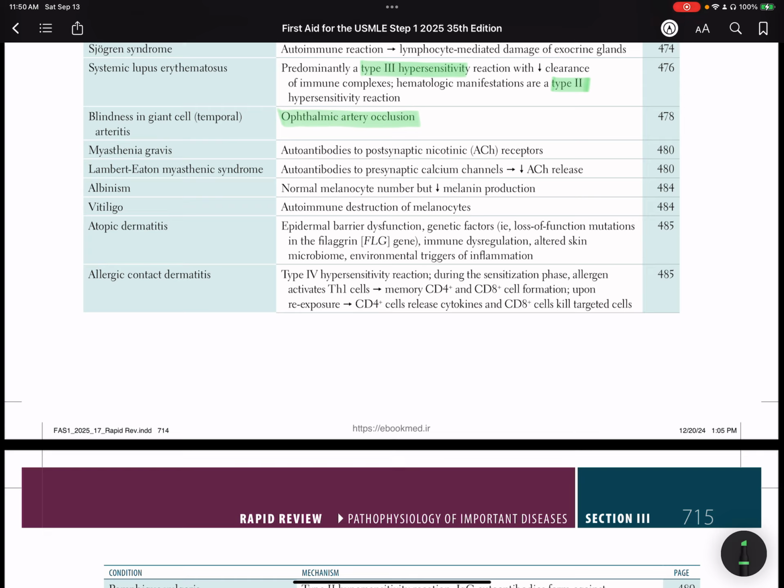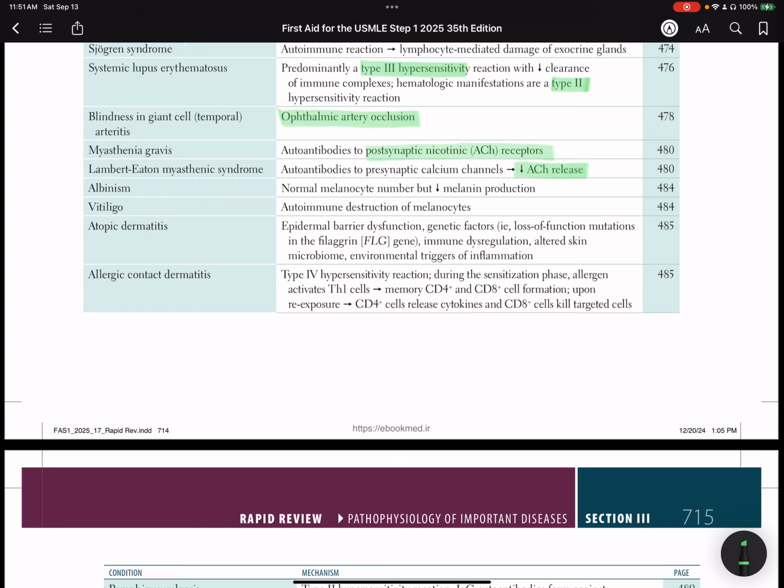Next, what causes myasthenia gravis? Autoantibodies to postsynaptic nicotinic acetylcholine receptors. What causes Lambert-Eaton myasthenic syndrome? Autoantibodies to presynaptic calcium channels lead to decreased acetylcholine release.